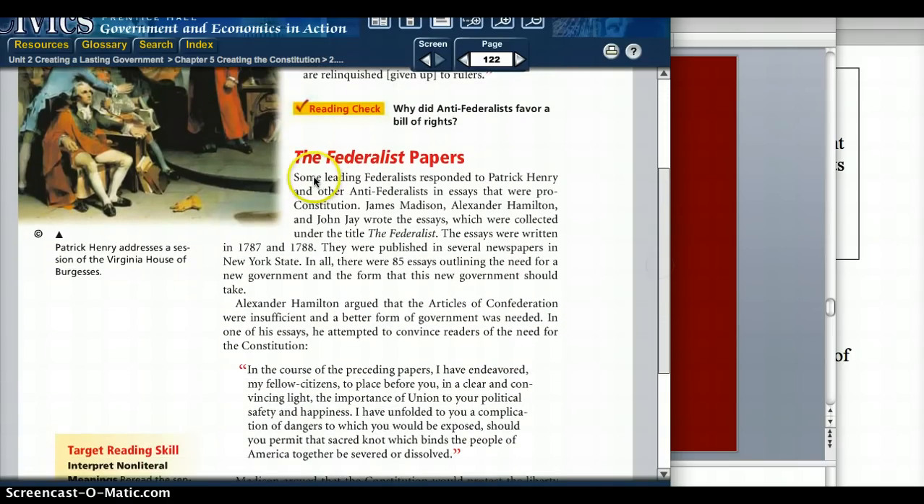So here we go. Some leading Federalists responded to Patrick Henry and other anti-Federalists in essays that were pro-Constitution. James Madison, Alexander Hamilton, and John Jay wrote the essays. So to answer the question, the leaders of the Federalist Party, you're going to look on page 122 in this first paragraph of the Federalist Papers.